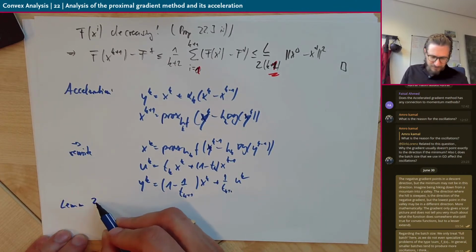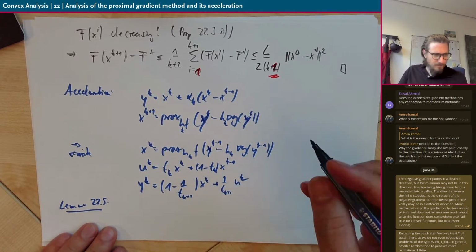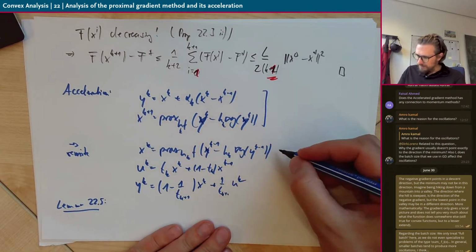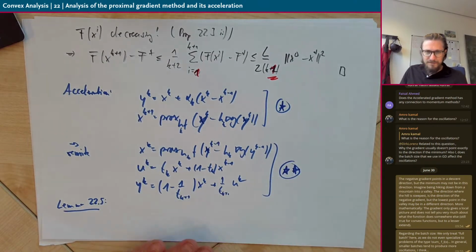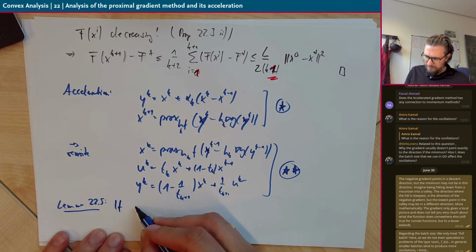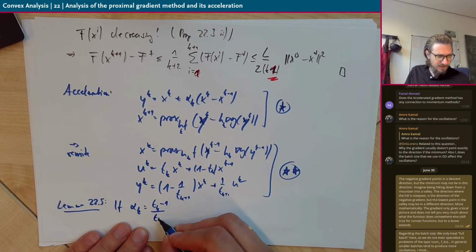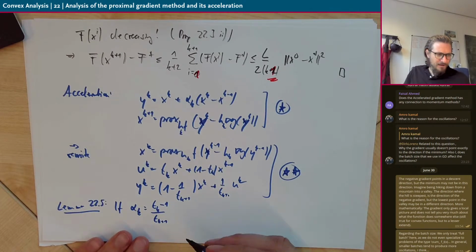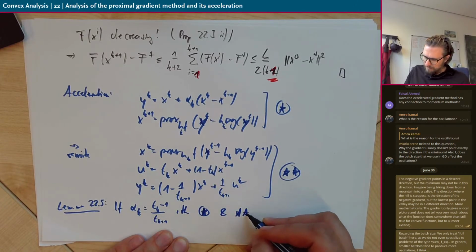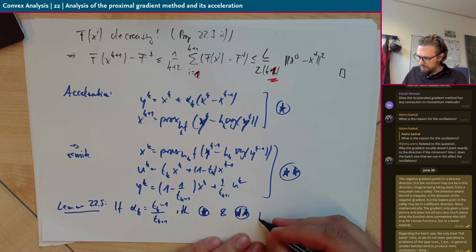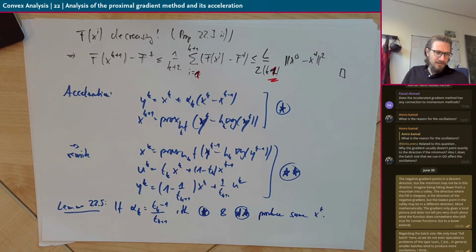This time we formulate it as a lemma. So let's say this here gets a star like this, and this here gets two stars like this. If alpha k is equal to tk minus 1 divided by tk plus 1 in the index, then this and this produce the same xk.